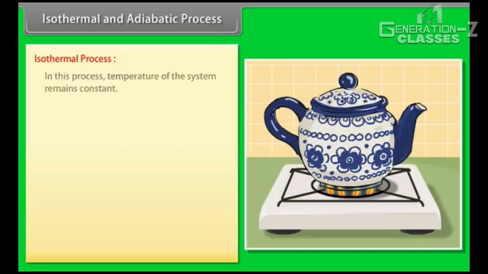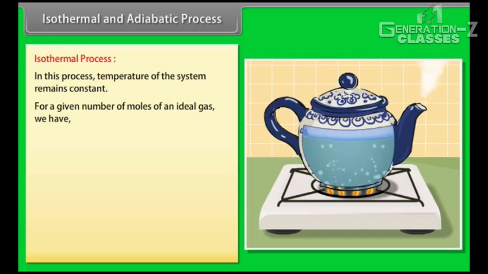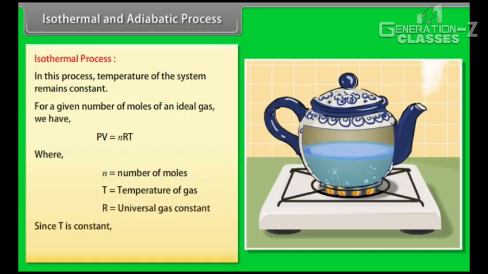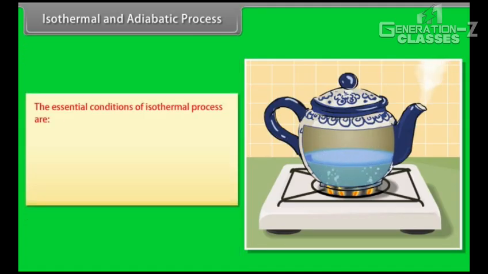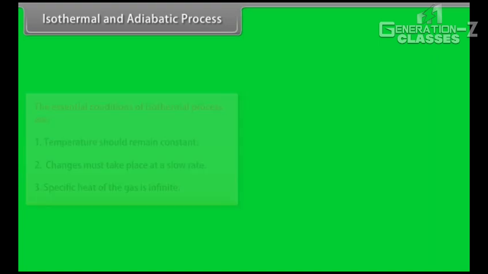Isothermal and adiabatic process. Isothermal process. In this process, the temperature of the system remains constant. For a given number of moles of an ideal gas, we have PV equal to nRT, where n is the number of moles, T is the temperature of the gas, and R is the universal gas constant. Since T is constant, therefore PV is also constant. The essential conditions of an isothermal process are: temperature should remain constant, changes must take place at a slow rate, and specific heat of the gas is infinite.